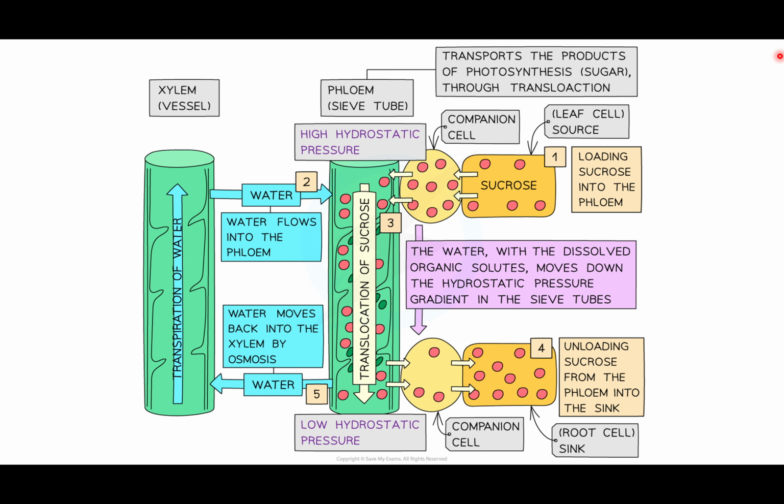What's happening? Point 1, loading into the phloem. Point 2, water enters the phloem. Point 3, the translocation of sucrose. Point 4, the unloading of sucrose into the sink. And point 5, water returns to the xylem. This is a hypothesis. It's really simple when you look at it for a good while. It gets much simpler when you look at it.